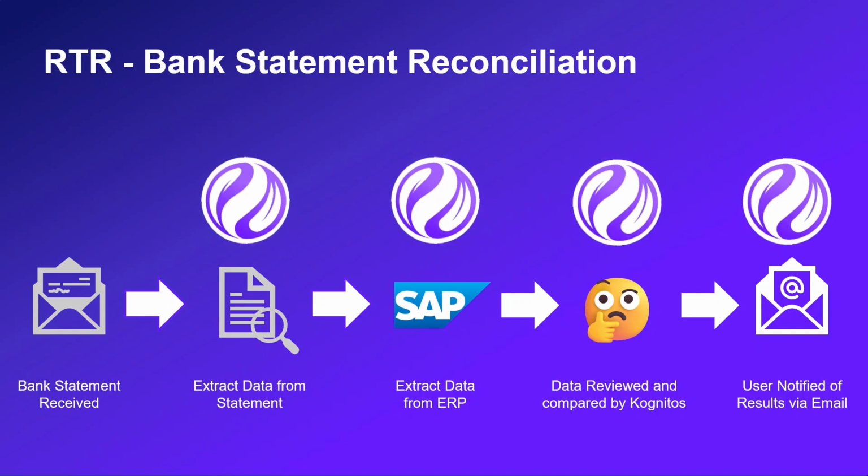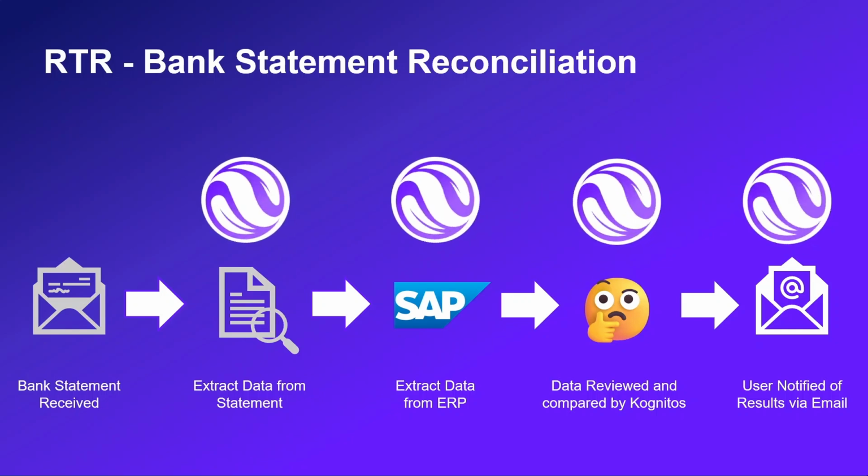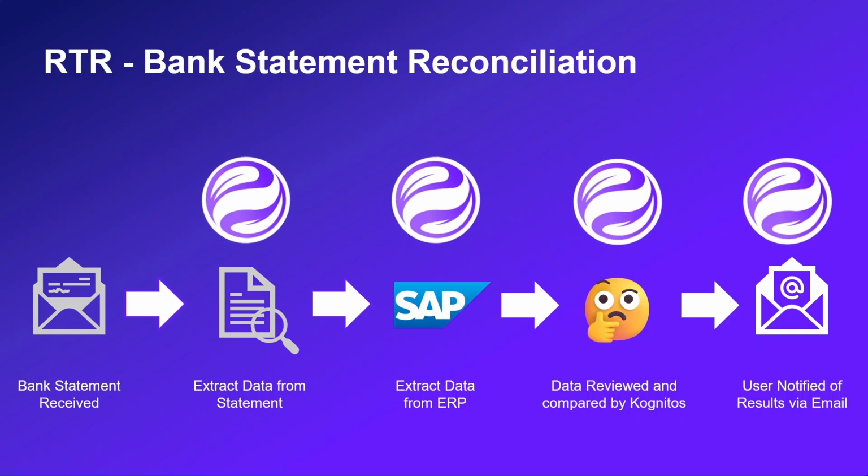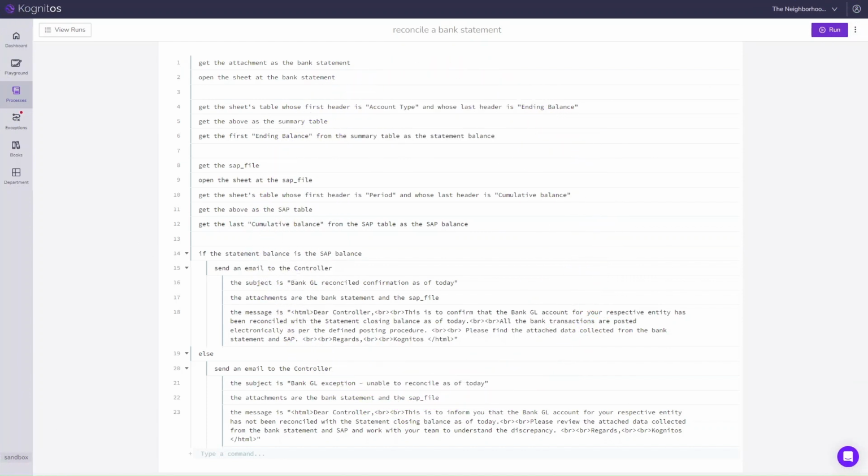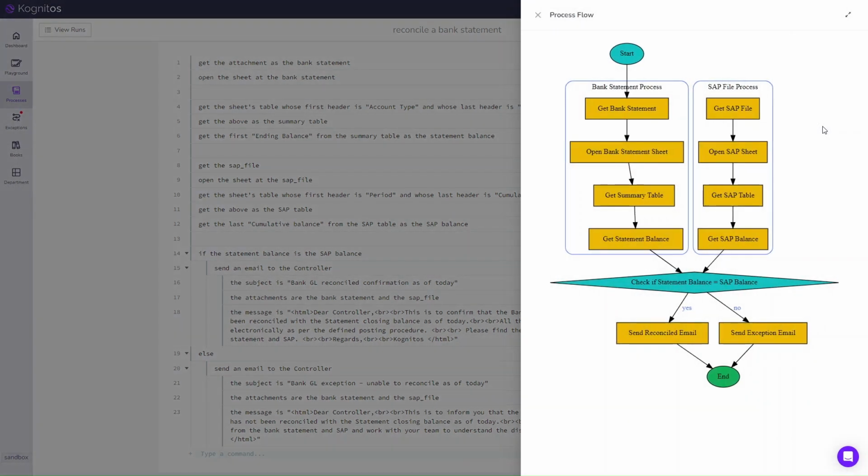So now that I've gone over what this process looks like, let's go ahead and look at what this looks like within the bounds of Kognitos. All right, so here is the same process within the bounds of Kognitos. And here we're getting the attachment from the email, we're extracting values from it, and then we're getting the SAP file and we're extracting values from that, and then we're comparing them and sending an email accordingly. And just to show you a simpler version, here's the process visualization where we show the bank statement extracting data and then SAP extracting data, comparing it, and then sending an email depending on that comparison.